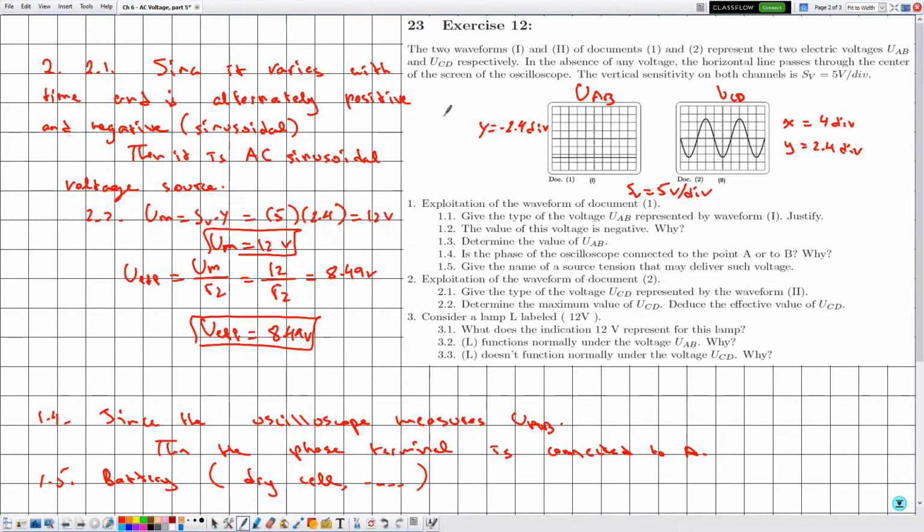And let me write down here that UAB is equal to minus 12 volts, in which here UM is equal to 12 volts and U effective is given by 8.49 volts.